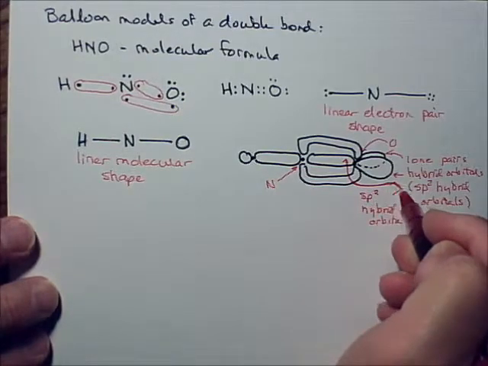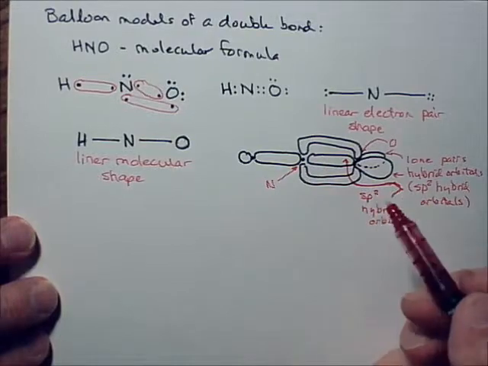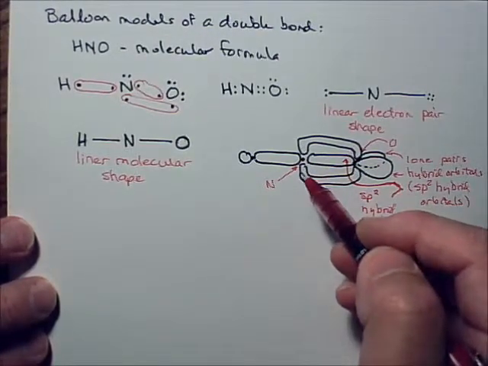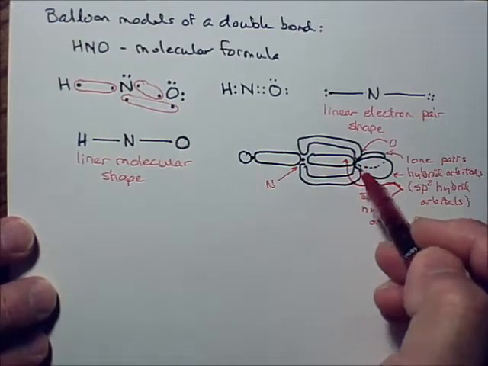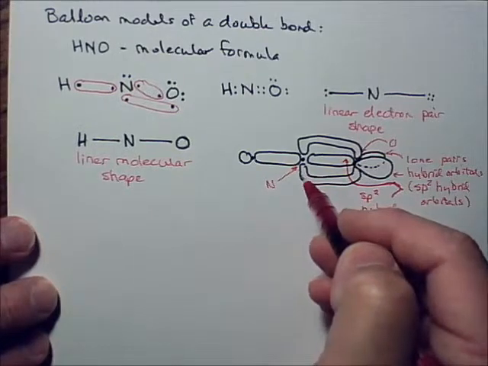So that right there is an sp2 hybrid orbital. The nitrogen has the same kind of hybridization. We've got a p orbital we didn't hybridize that becomes a pi bond. So both the oxygen and the nitrogen have a p orbital they didn't hybridize that becomes a pi bond.